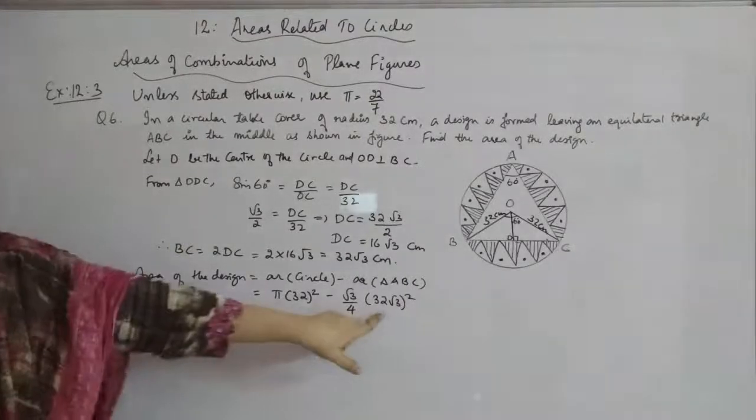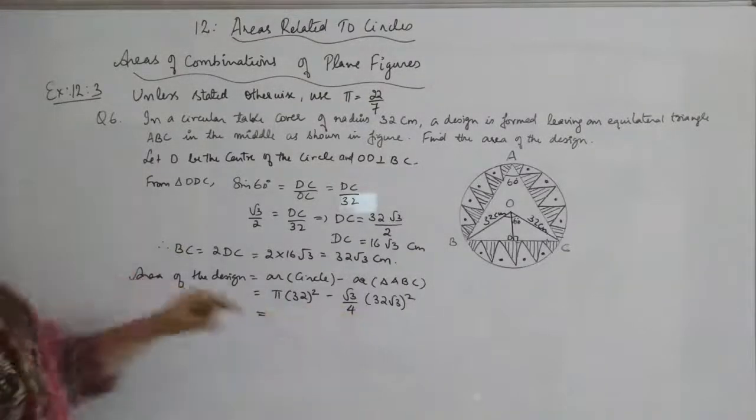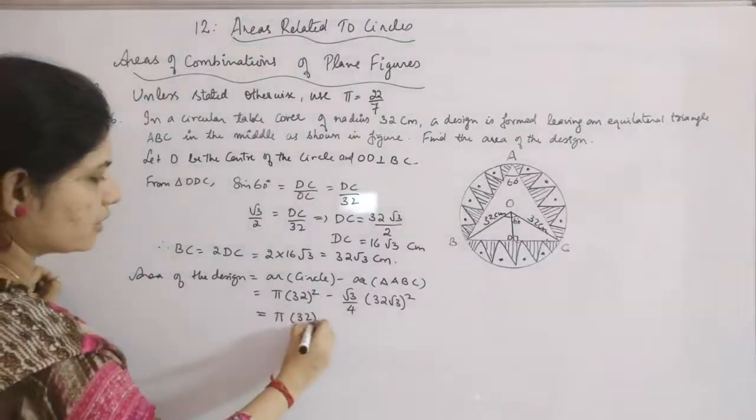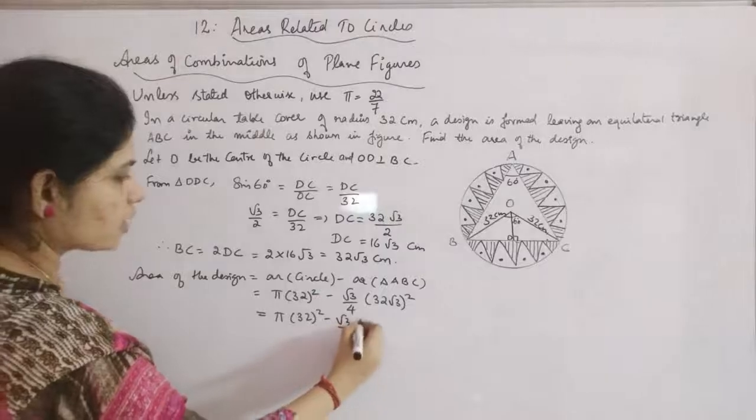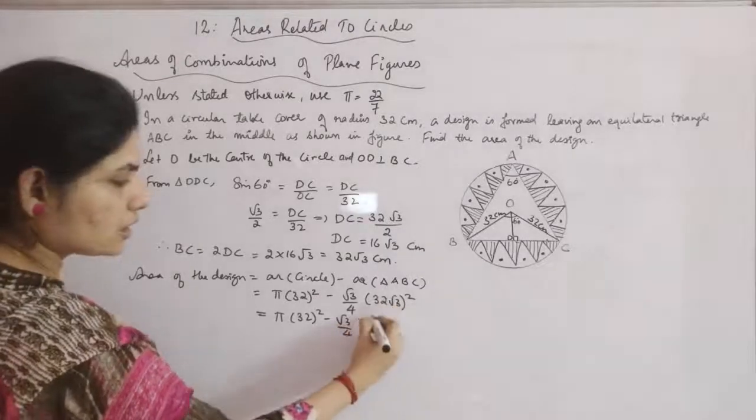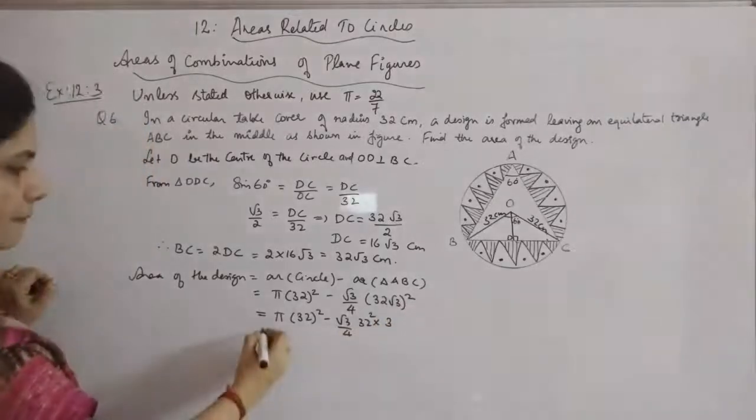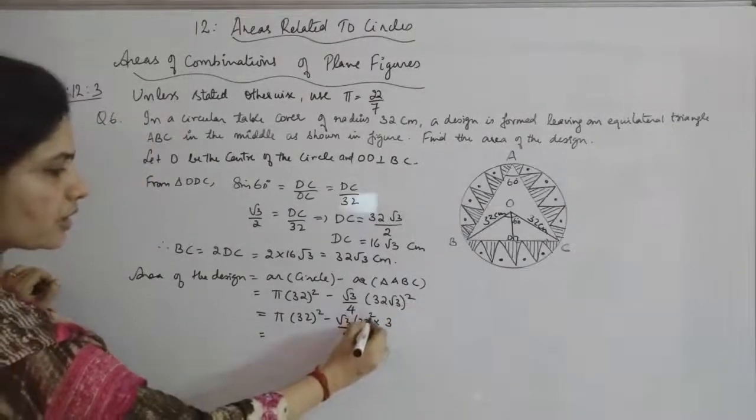Now for both the things you have 32 in common, taking out 32 square, right? This is pi 32 square minus root 3 by 4 into 32 square into root 3 into root 3, which is 3. Okay, so you are getting 32 square in common.